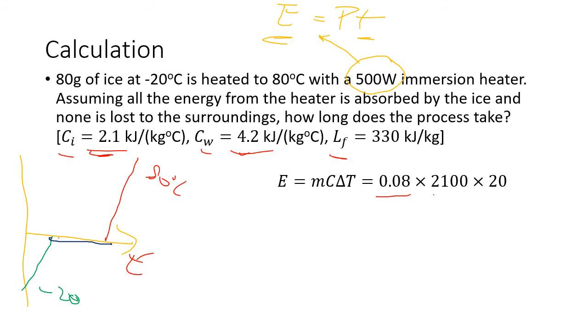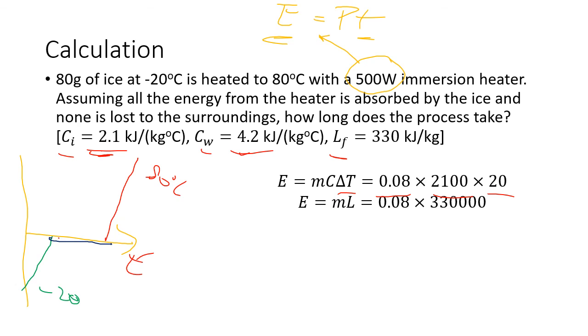The specific heat capacity is 2.1 kilojoules. Well, we don't work in kilojoules, we work in joules. So I've got to multiply that by 1,000, gives me 2,100. And then the change in temperature, I've gone from -20 to 0, so the change in temperature is 20. So that's the first bit.